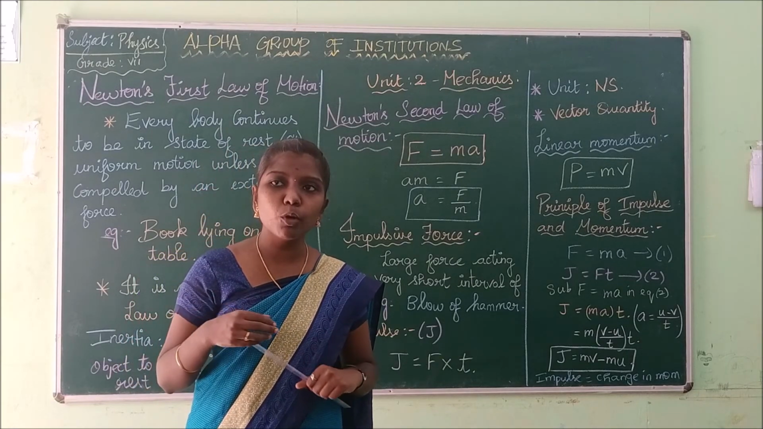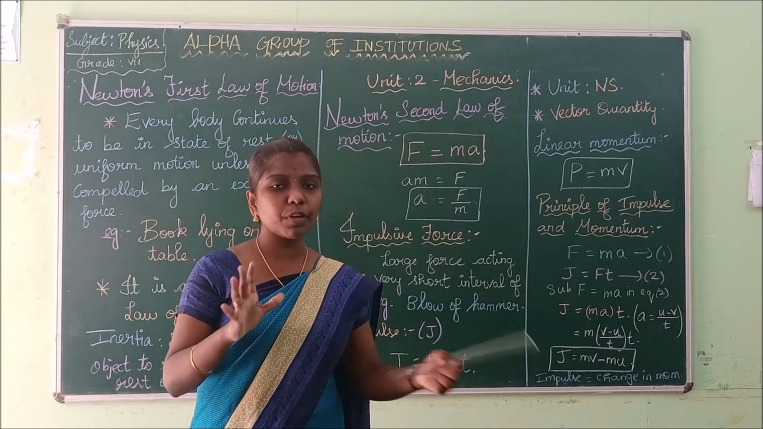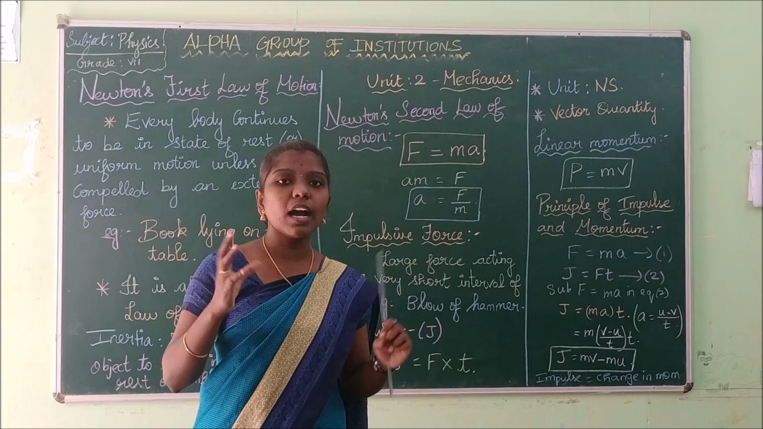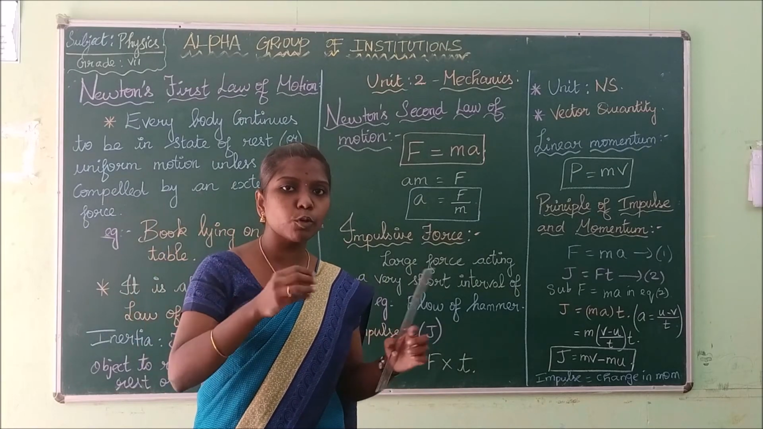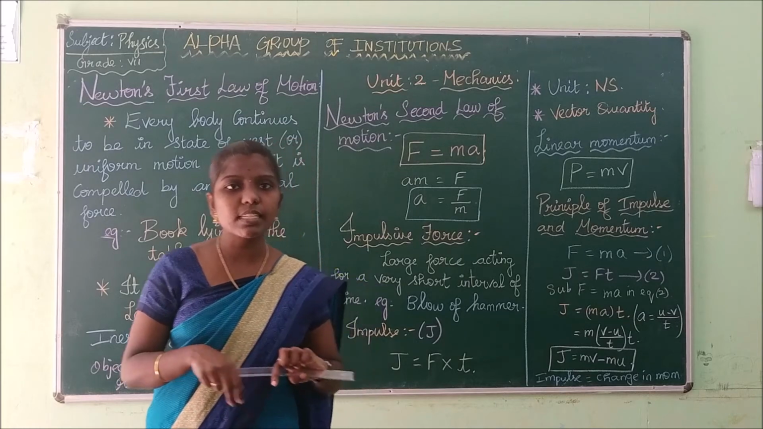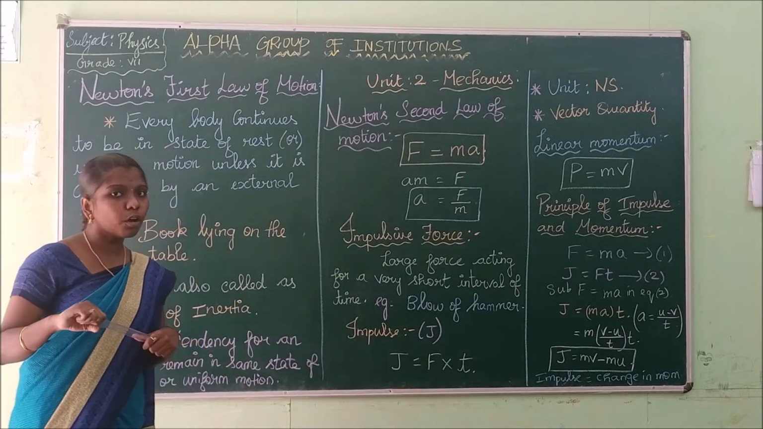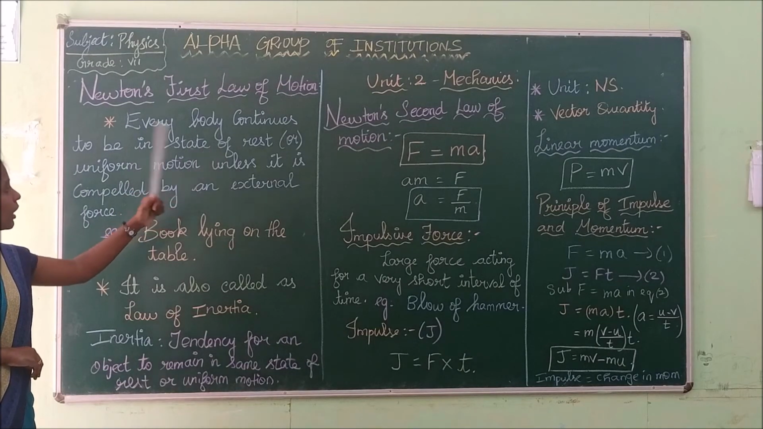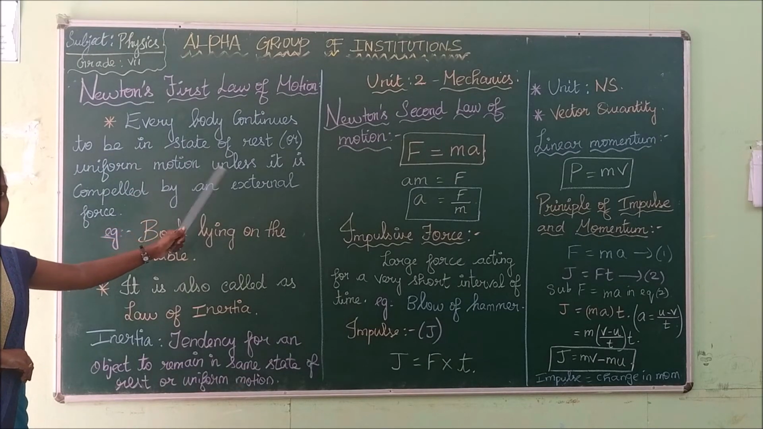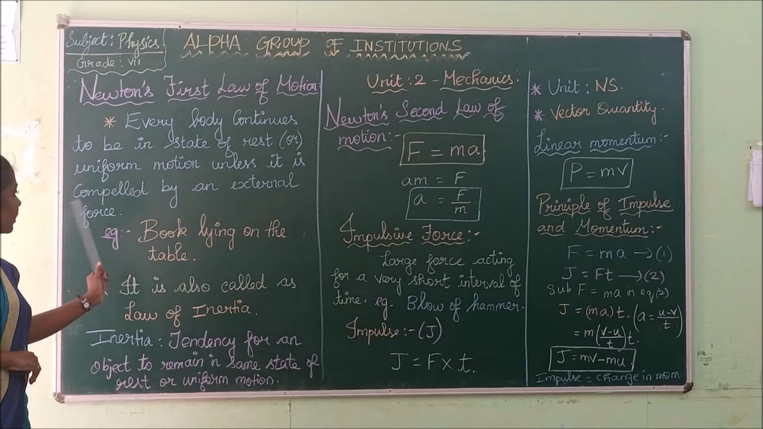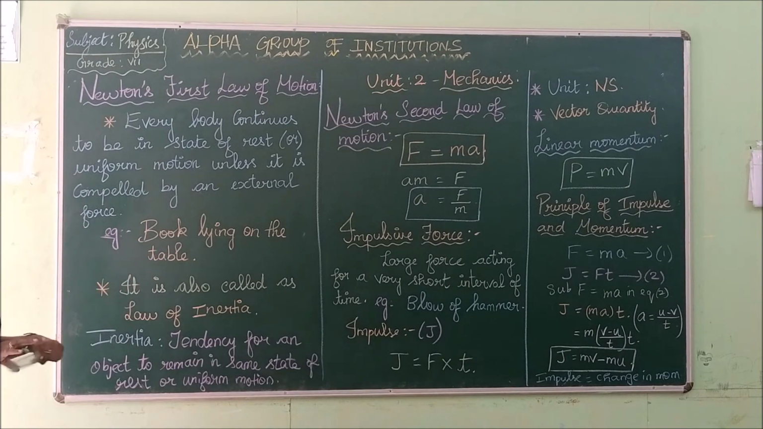For example, a book that is lying on a table. If I place a book on the table, the book will remain in the same position until I apply an external force to move the book from one place to another. That is an example for Newton's first law of motion. What is Newton's first law of motion? Every body continues to be in state of rest or uniform motion unless it is compelled by an external force. Example, book that is lying on the table.